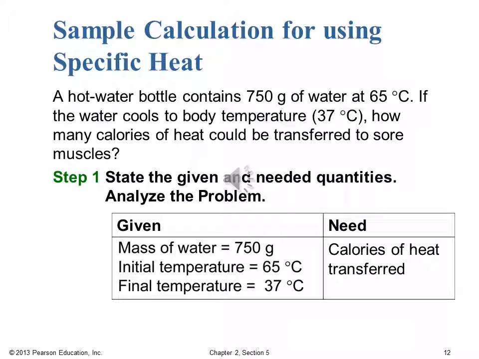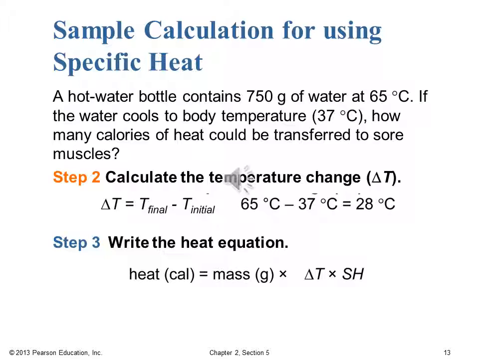So step number 1, state the given and needed quantities, analyze the problem. In this case we're given the mass of water is 750 grams. We'll consider that 2 sig figs since there's no decimal point telling us that the 0 is significant. We have the initial temperature of the water is 65 degrees Celsius. We have the final temperature of the water is 37 degrees Celsius. And what we're solving for is the calories of heat transferred. So we'll want the specific heat of water in calories per gram degree Celsius rather than joules for this problem.